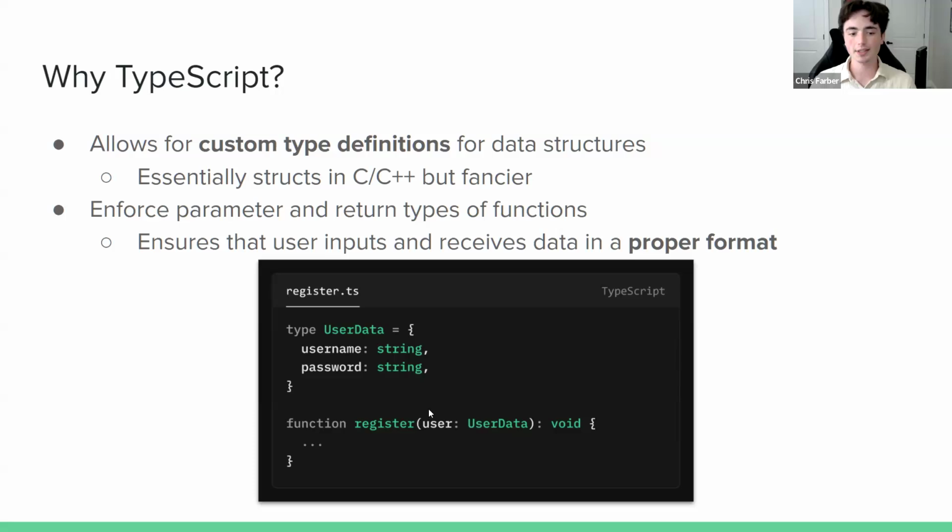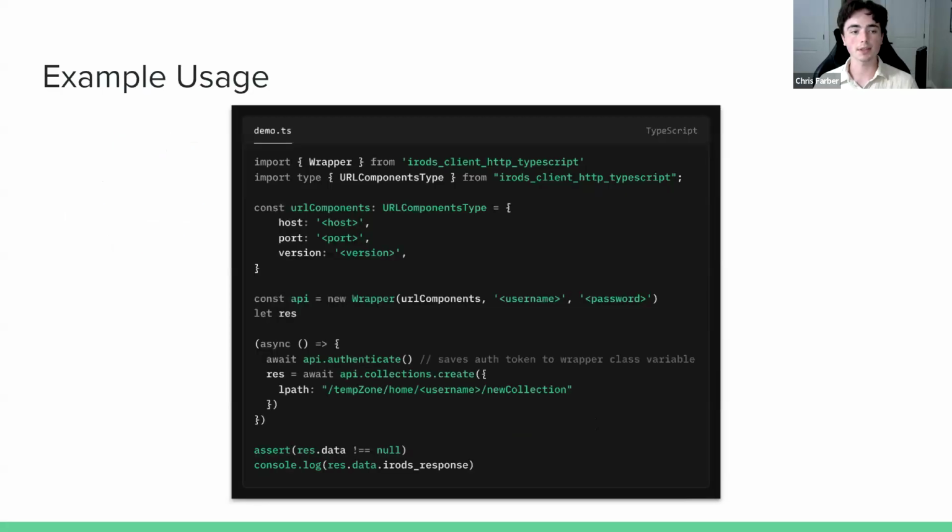And so in this basic example here, this function register takes a user of type UserData. And this forces anyone who wants to call this function to input a username and password of type string. And I created a custom type definition for each operation and each response of said operation.